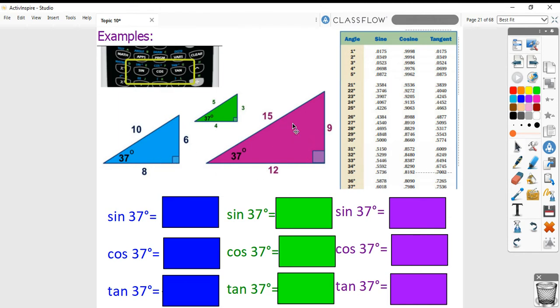It's a very similar thing with the purple one. Going from the green one to the purple one, you've scaled up by a factor of 3. So all of these are right triangles. 3, 4, 5, you may remember, is one of our Pythagorean triples, and these other two triangles are just multiples of that, 3, 4, and 5.